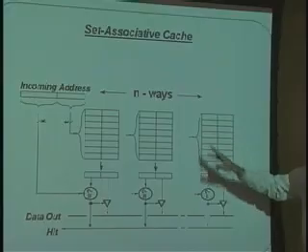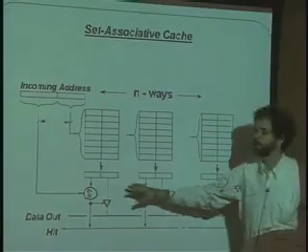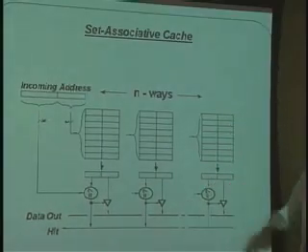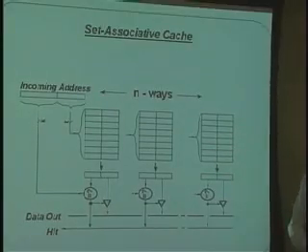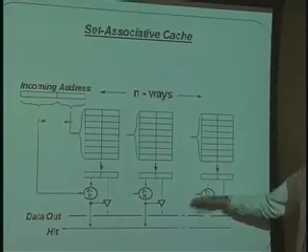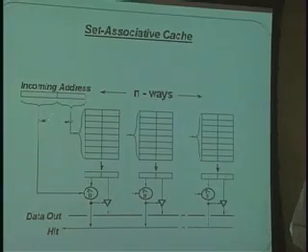We have n different ways. We have n comparators which are running in parallel with each other. The constraint as to which row we're going to choose, we run the n comparators at the same time. And if any of them hit, then the data goes out and says that everything's good. We've got it in the cache.